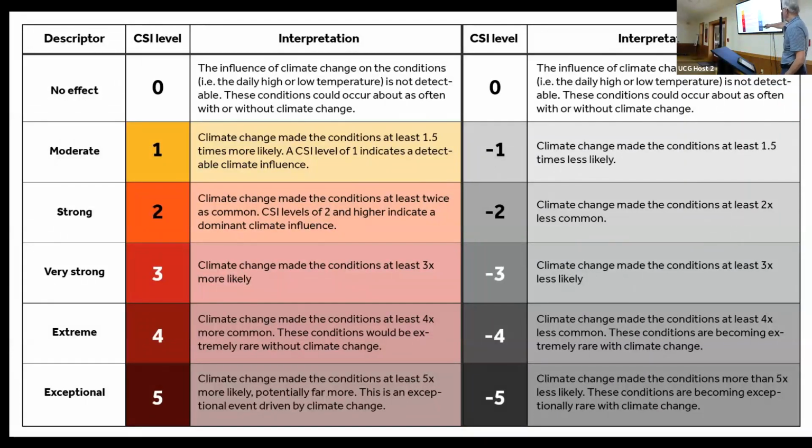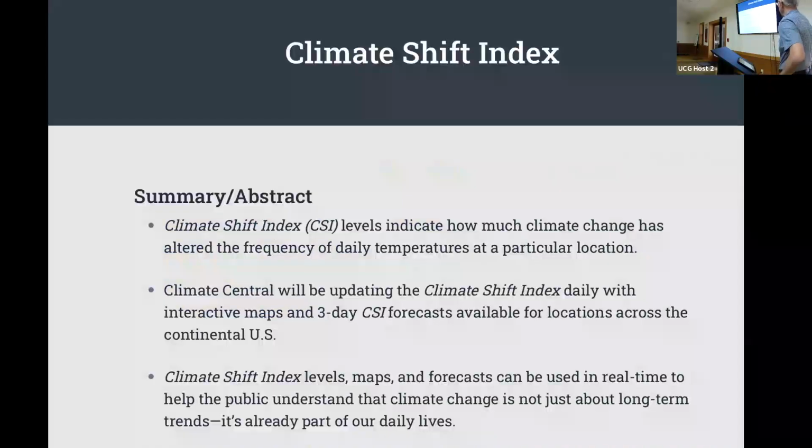So if you go down to a +5, it means that the temperature on that particular day is 5 times more likely due to climate change than natural variation. So that's a high probability. So this is basically a probability scale. But it's simply a scale like our UV index. So it's something we can grasp and understand.